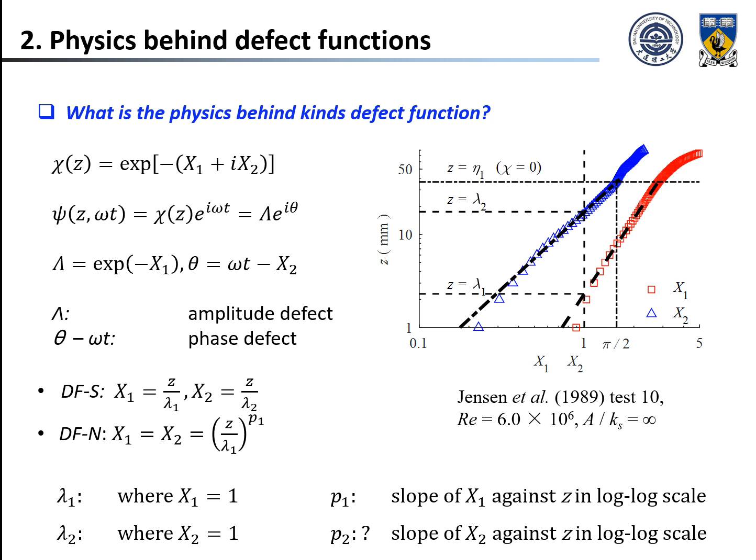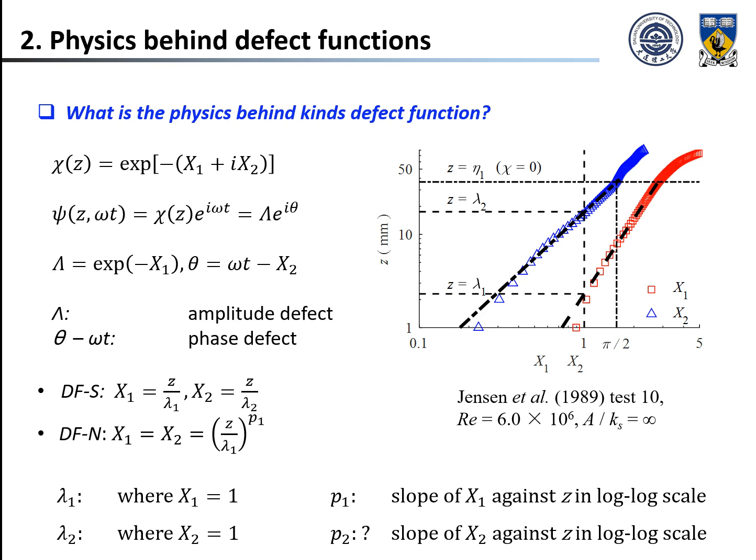The velocity deficit is divided into two parts: the amplitude defect dominated by x1 and the phase defect dominated by x2. DFS has two length scales, lambda 1 and lambda 2. Nielsen provided us an index parameter. Here it is easy to find these values from the figure of x1, x2 against Z in log-log scale. Lambda 1 represents the elevation where x1 equals 1, and lambda 2 represents the elevation where x2 equals 1.